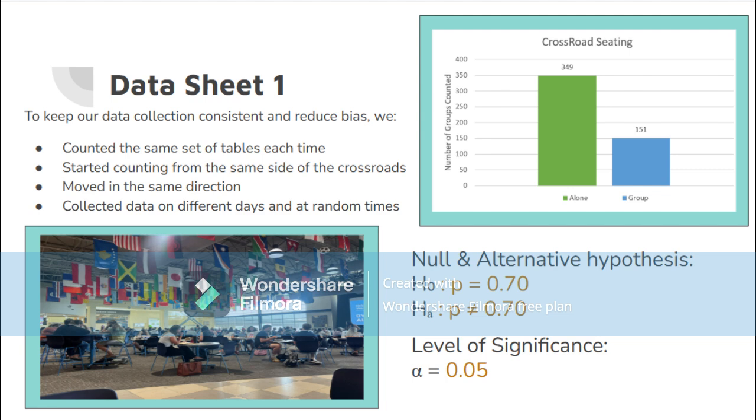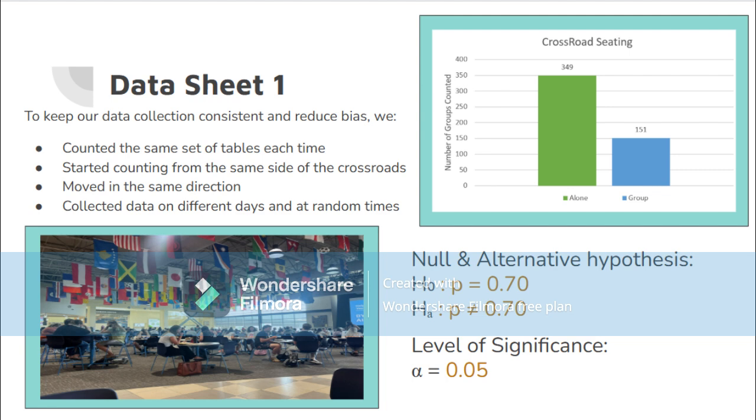To keep our data collection consistent and to reduce any biases, we made sure that we counted the same set of tables each time. We also made sure that we counted from the same side of the crossroads, moving in the same direction on those days where we collected the data, and then also made sure that it was at different times on different days randomly.